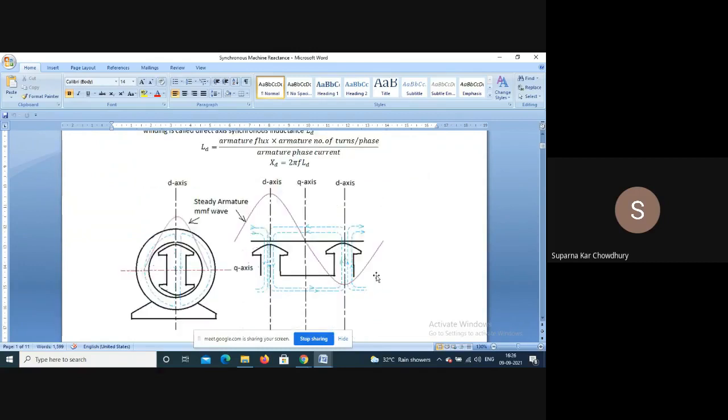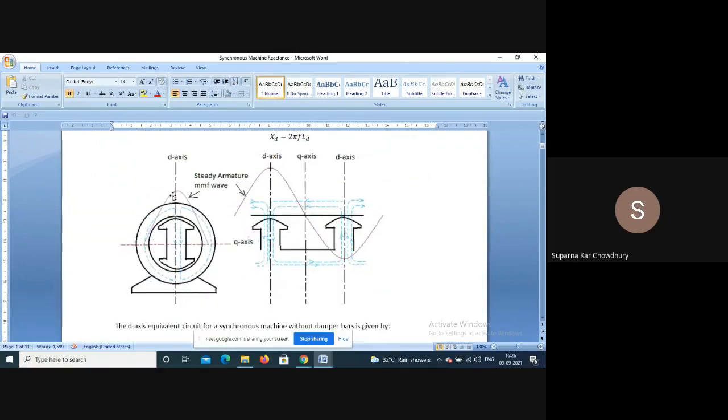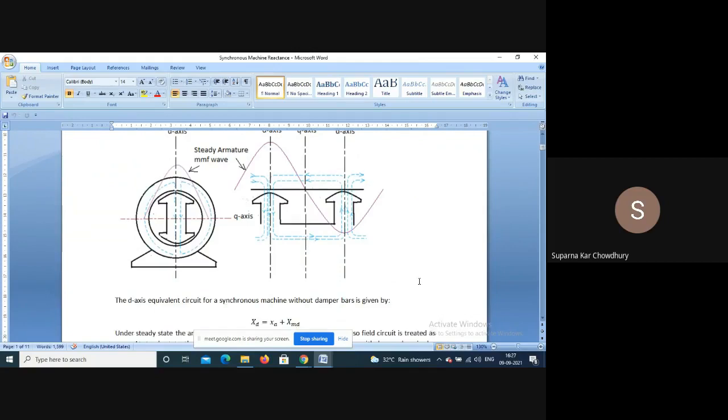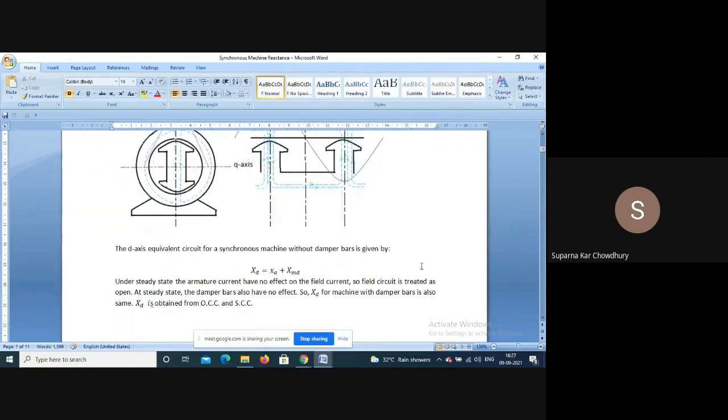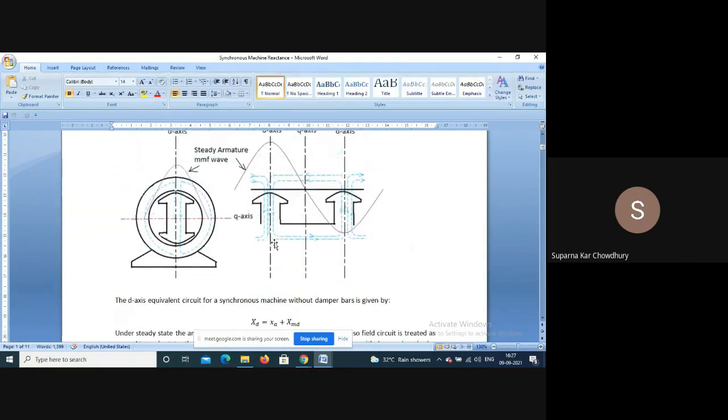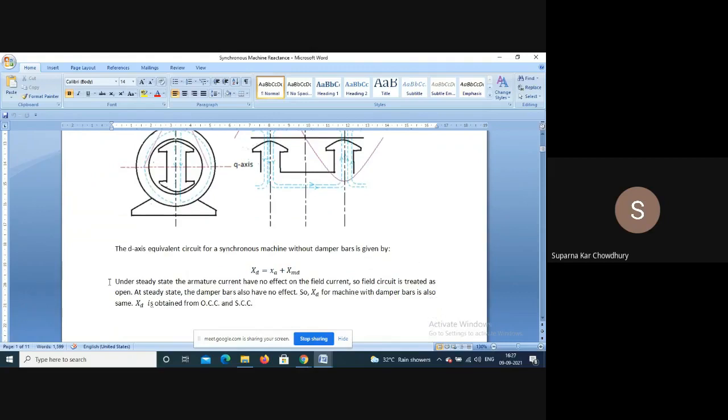So this was the position. This was the armature reaction coincident with the direct axis. So this is the flux distribution. Now, the direct axis synchronous reactance will have basically two components: the leakage reactance and XMD, the mutual or magnetizing reactance for the direct axis.